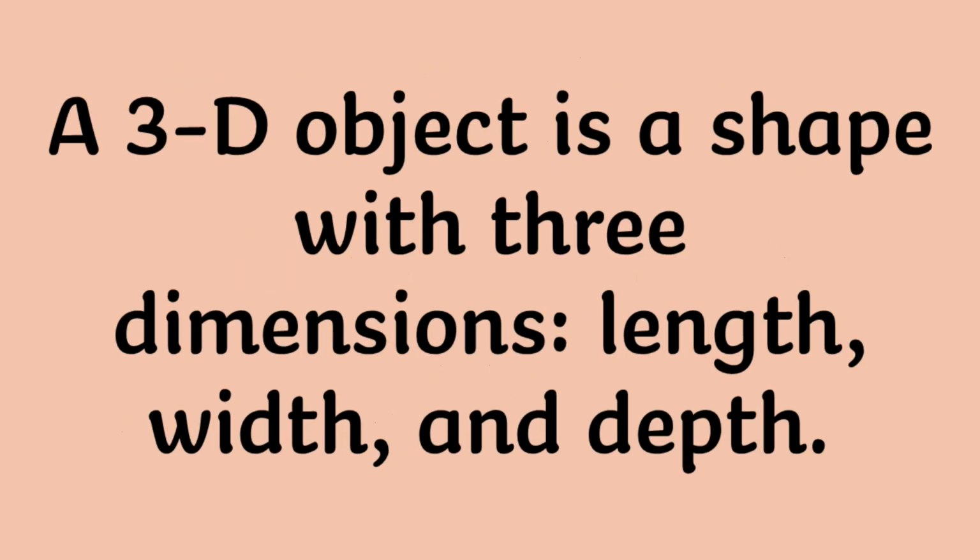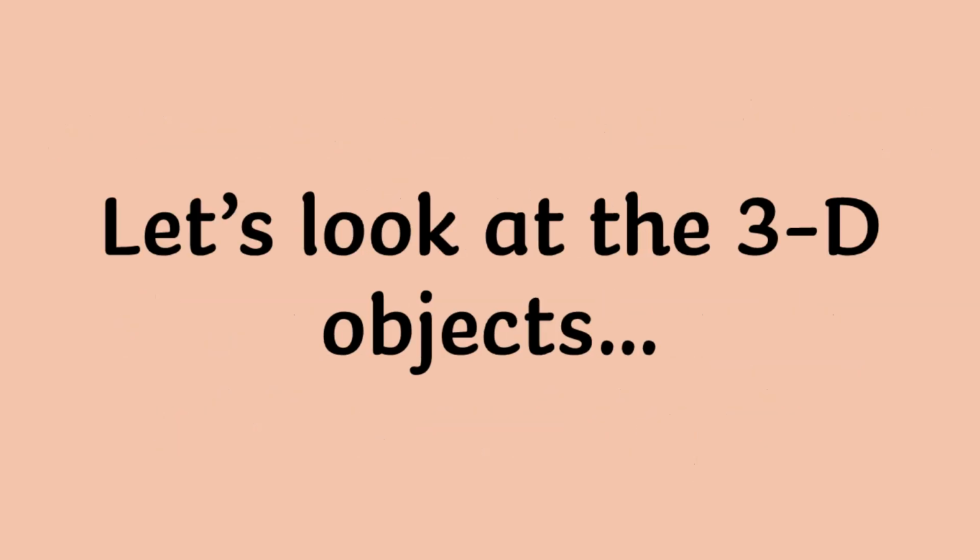A 3D object is a shape that has 3 dimensions. It has length, it has width, and it has depth. Let's have a look at the 3D objects, shall we?